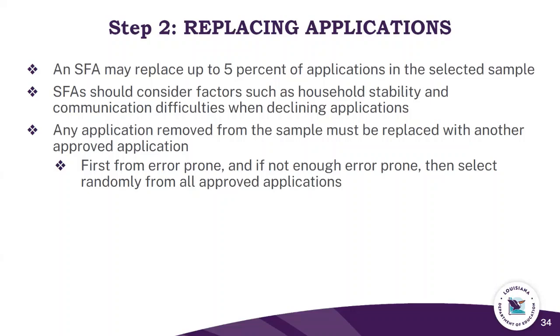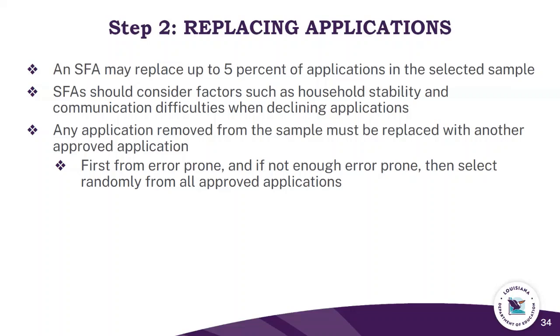After completing the confirmation reviews, the LEA may, on a case-by-case basis, replace up to 5% of applications selected. Applications may be replaced when the LEA believes the household would be unable to satisfactorily respond to the verification request. If 5% of total applications in the LEA result in less than 1 application total, 1 application can still be replaced. All results of the 5% calculation are rounded up to the next whole number. Any application removed must be replaced with another approved application selected on the same basis.